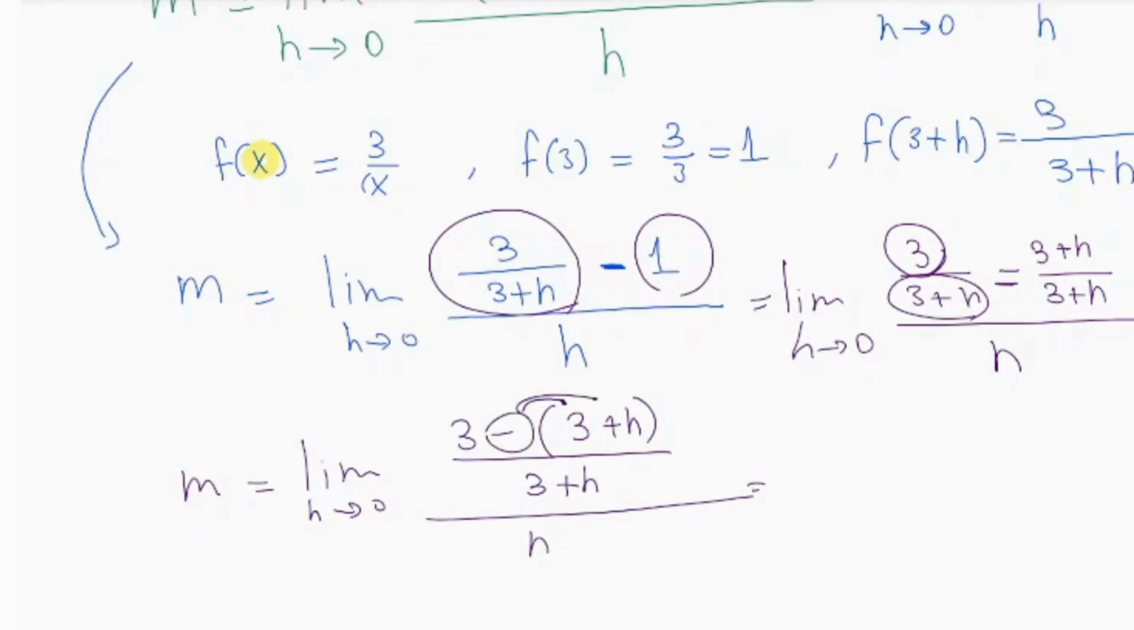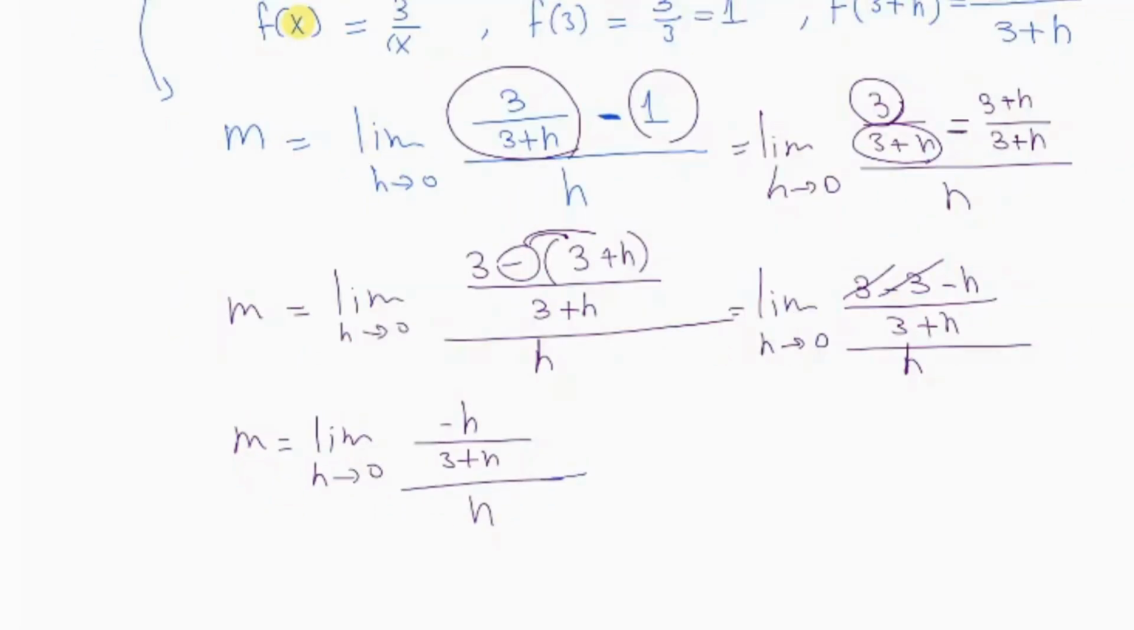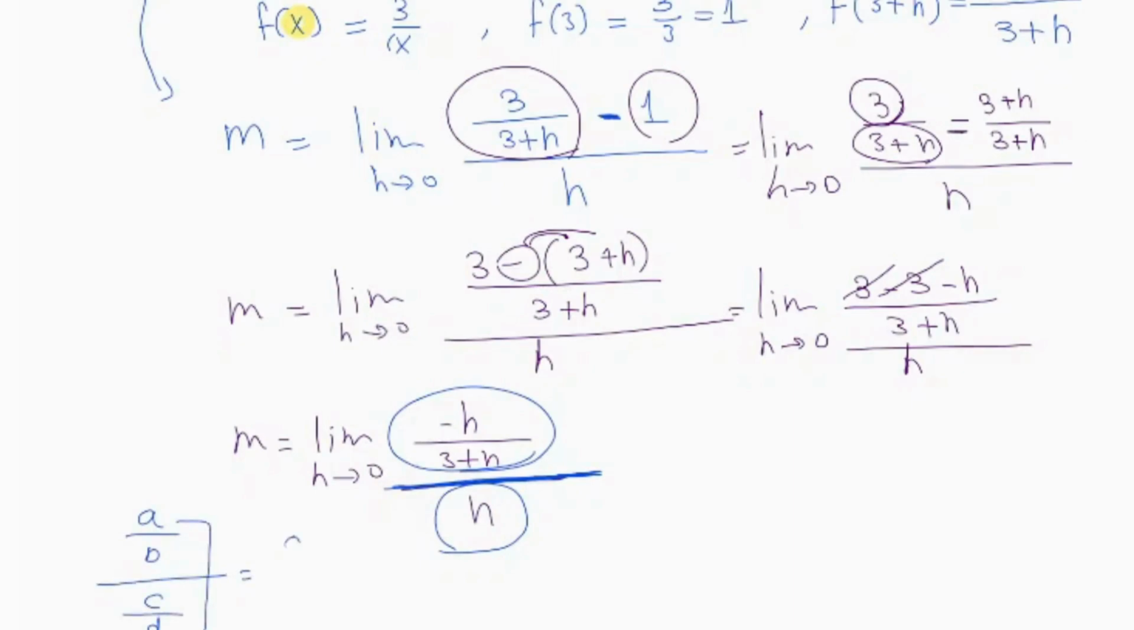Just distribute the negative 1 inside the bracket, and I'll get 3 minus 3 minus h over 3 plus h, over h. The 3 will cancel with the negative 3, and I will have m is equal to the limit when h goes to 0 of negative h over 3 plus h, over h. Sorry, this is h. So here, this is the main fraction, and I have this over this. We know that if I have a fraction a over b over c over d, this can be written as a times d over b times c. So here h can be written as h over 1.